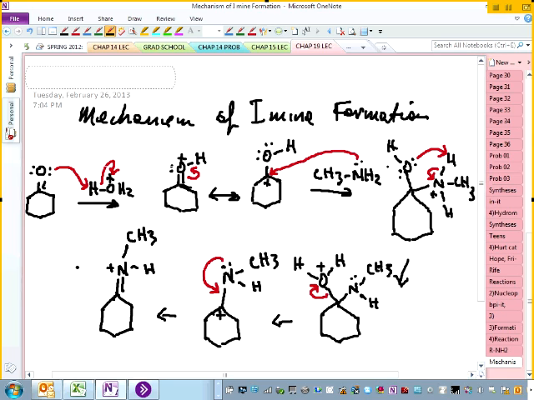Okay, so now the nitrogen is positively charged, right? So finally, remember that we form water right here. Water is formed right here. Finally, that water comes here to abstract the proton from nitrogen. And therefore, the electrons will be released to nitrogen, and that's how you form your amine.